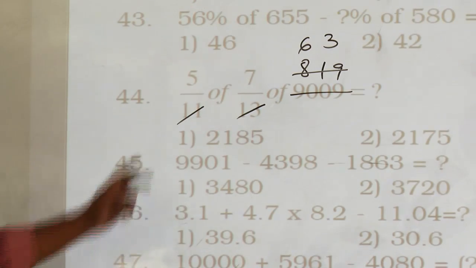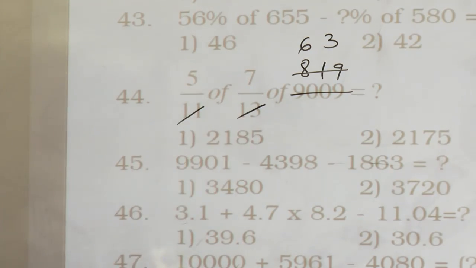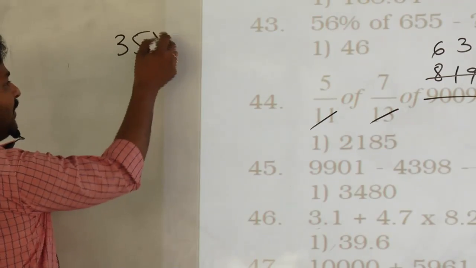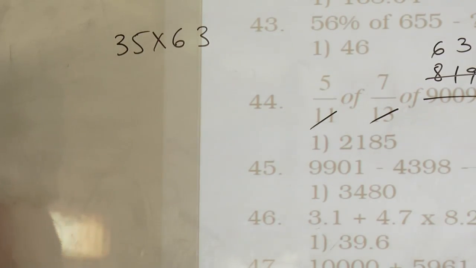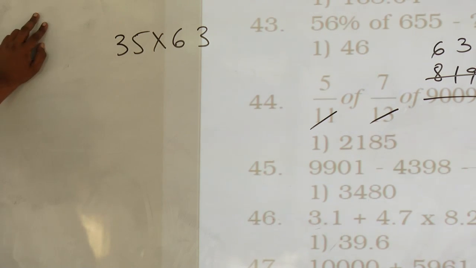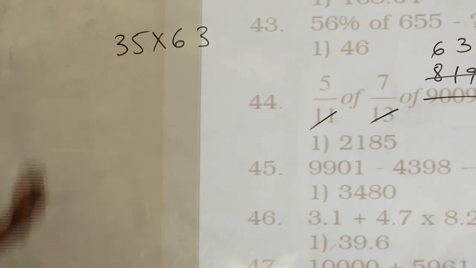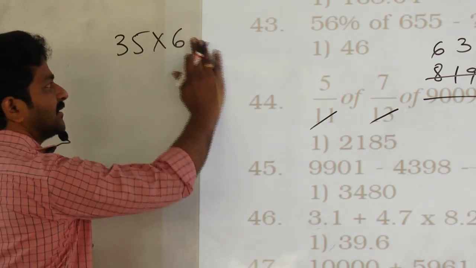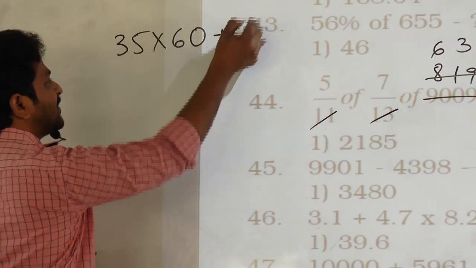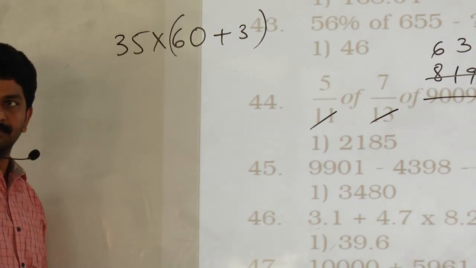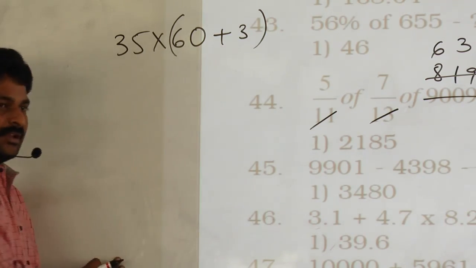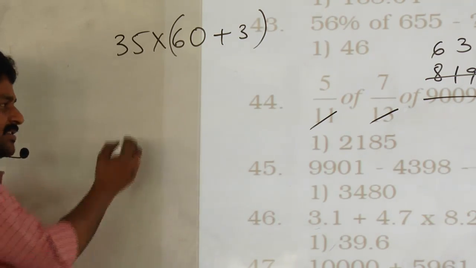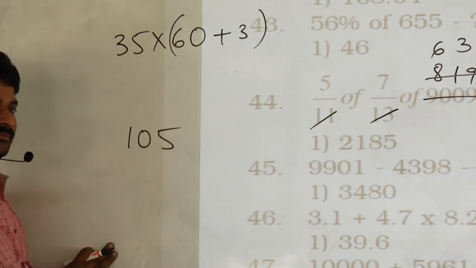Now, this is 5 3 7, 5 sevens, 35 into 63. Of course, should end with 5. No other option. Can I treat this number as 60 plus 3 for time being? 35 6 times plus 35 3 times. How much is 35 3 times? That is very easy. 105.